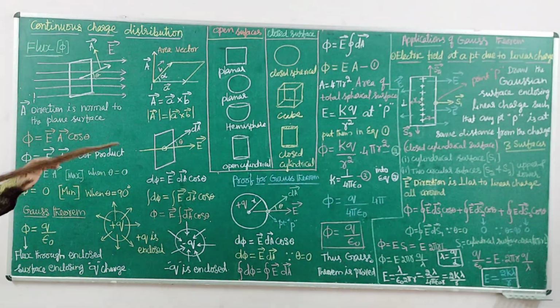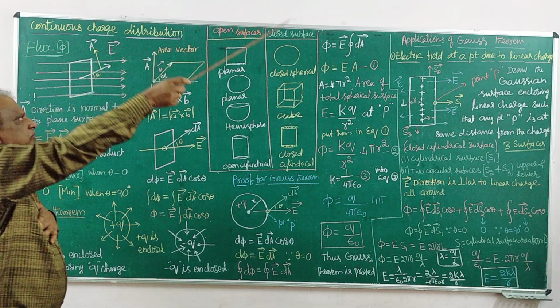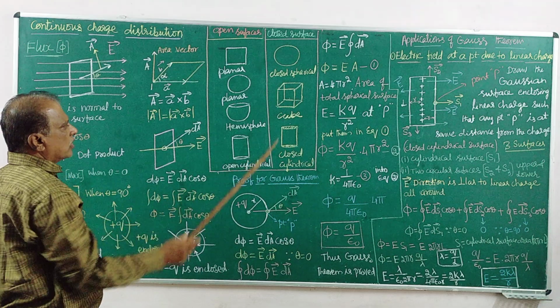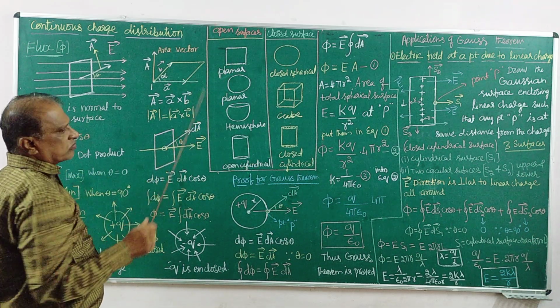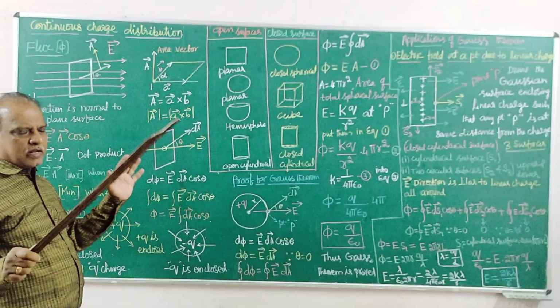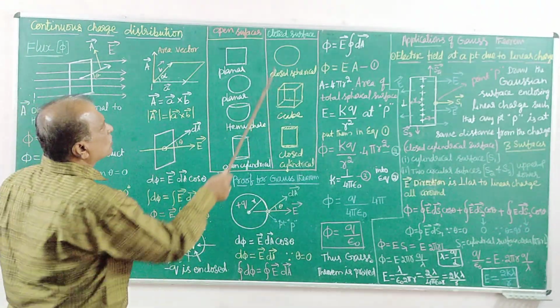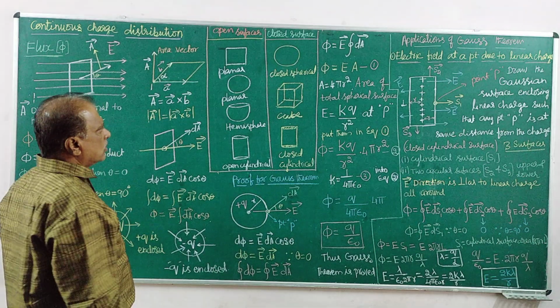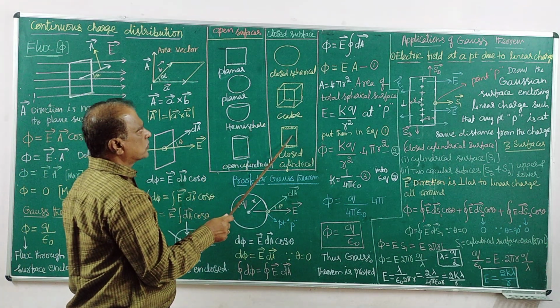Example, geometry of the enclosed surface are these. These are geometry of open surfaces. If you have surfaces, there are mainly two different surfaces: open surfaces and enclosed surfaces, that is closed surfaces. These are the geometrical shapes of closed surfaces.